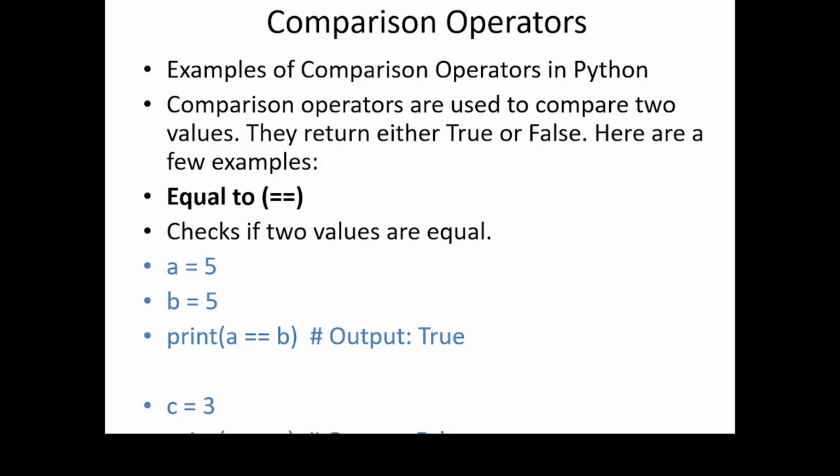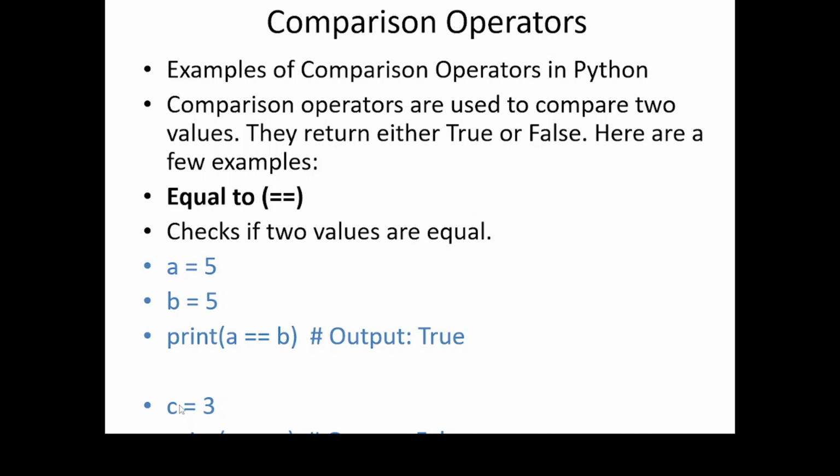Below we see the comparison operator is equal to. It checks if two values are equal, like a is equal to 5, b is equal to 5. Here we are comparing a with b, and for equality we have to give two equals signs. So a == b, and the output would be true.